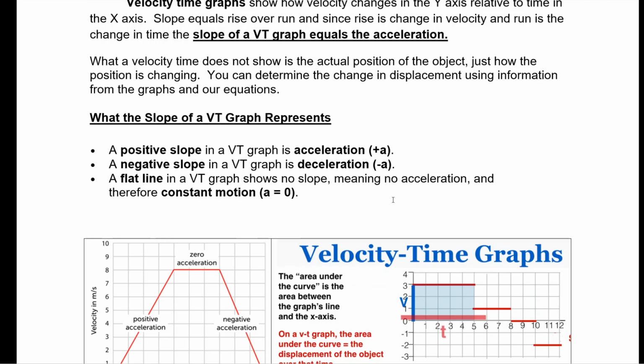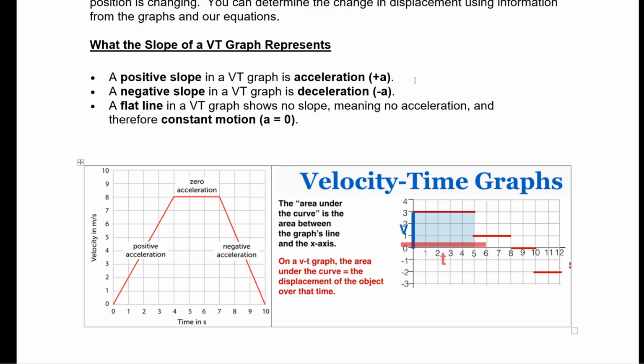So what does the slope of a VT graph represent? Well, a positive slope for a VT graph is acceleration, positive acceleration. A negative slope of a VT graph is negative acceleration, or another way to put that is deceleration. So a flat line in a VT graph represents no slope, no acceleration. It just means we have a constant velocity, just constantly moving along at this velocity.